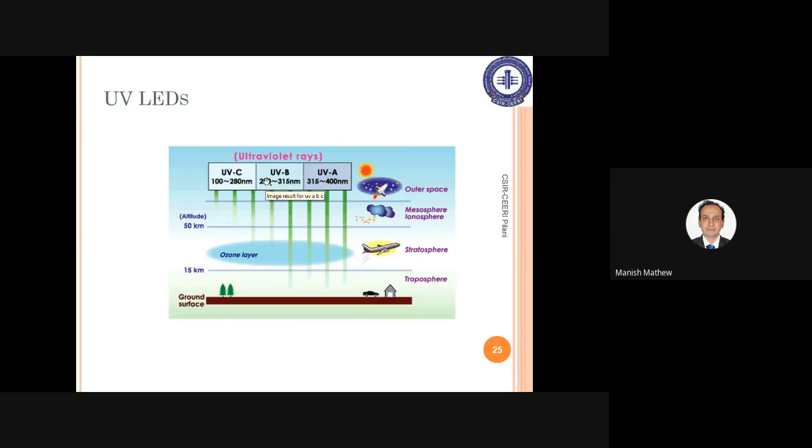Before going into UV rays, I just want to tell you that UV rays are classified into three types. One is UVA, which is in the wavelength range from 315 to 400 nanometers. The second one is UVB, which is in the range of 280 nanometers to 315 nanometers. And the third one is UVC, which is from 100 nanometers to 280 nanometers.